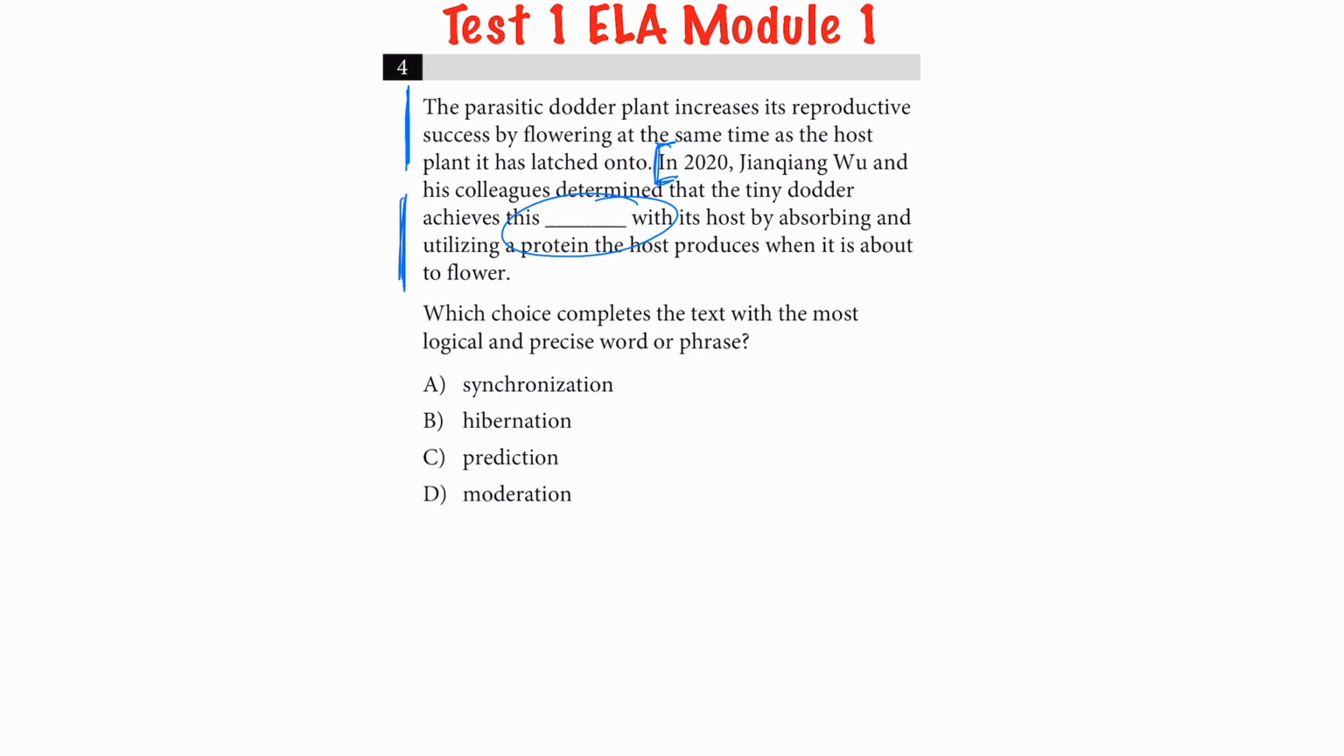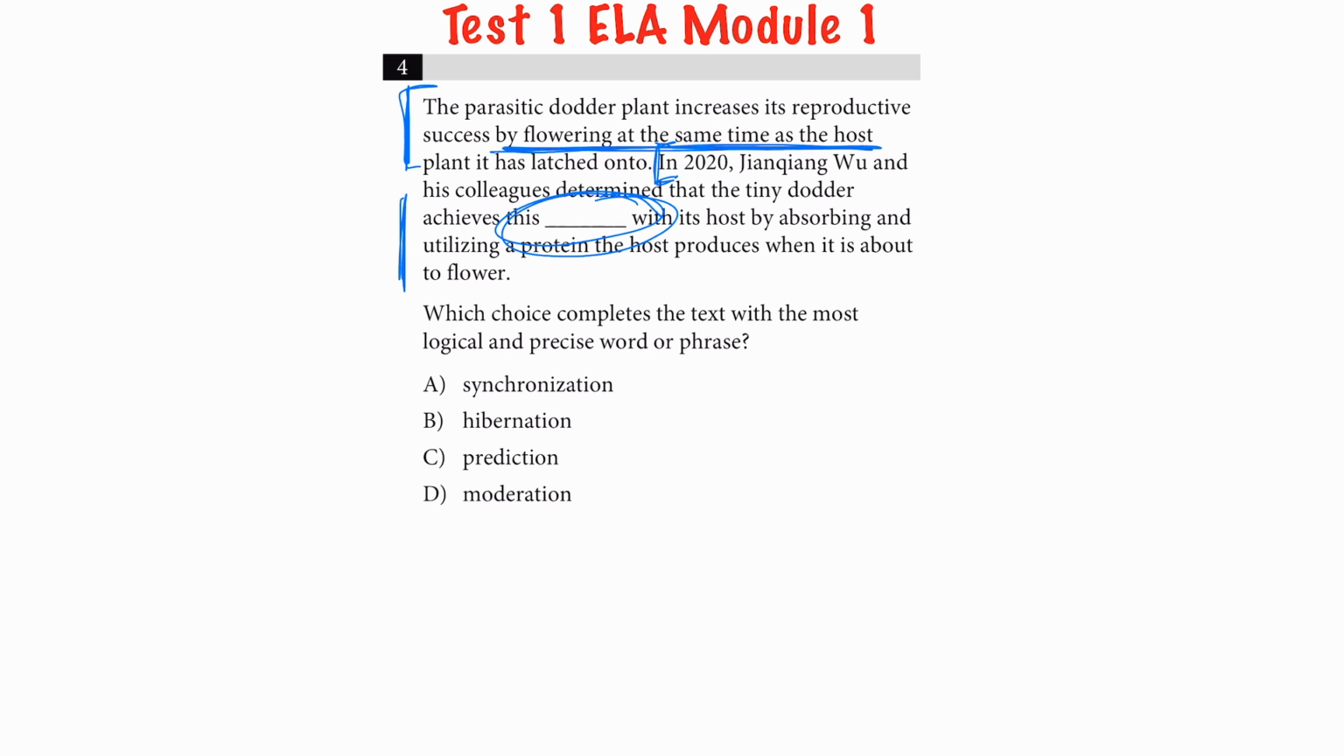One of the best strategies to know that you are using the first sentence to inform the blank in the second. So I'm looking for keywords in this first part that are going to help me determine this blank. The parasitic daughter plant increases its reproductive success by flowering at the same time as the host plant that it is latched to. Okay, it's flowering at the same time as the host, right? This is the key action.